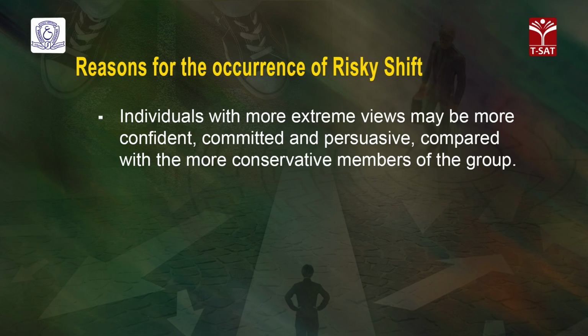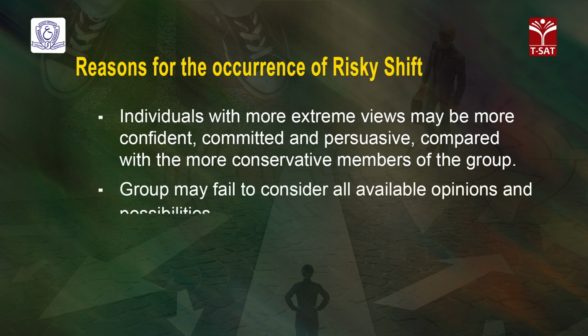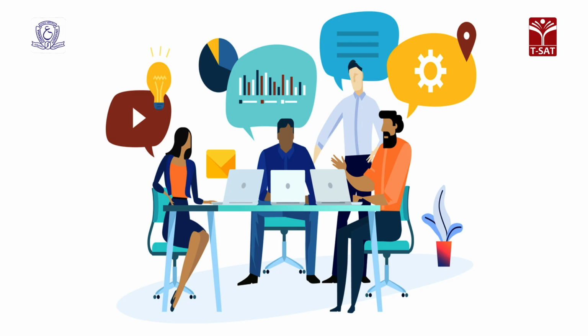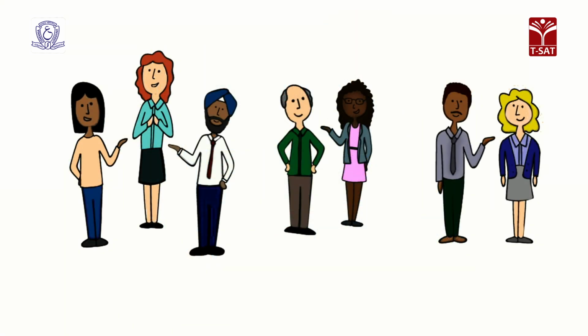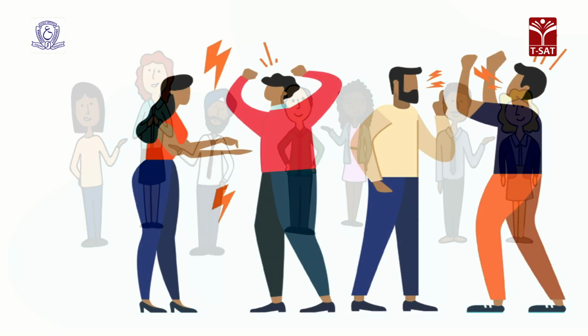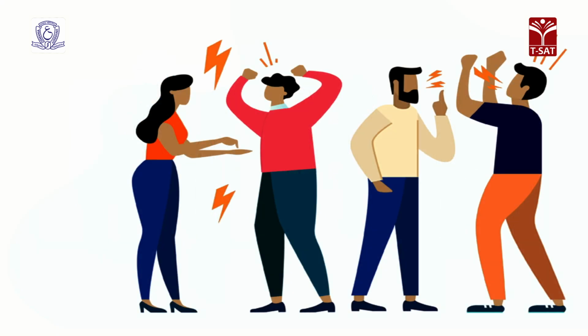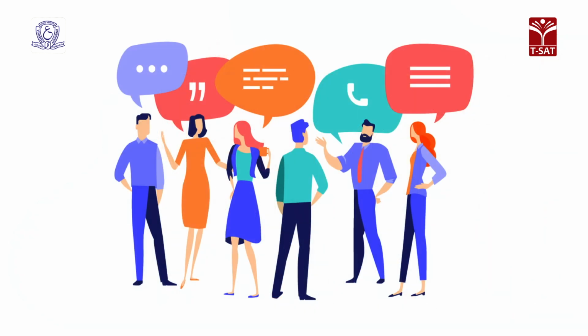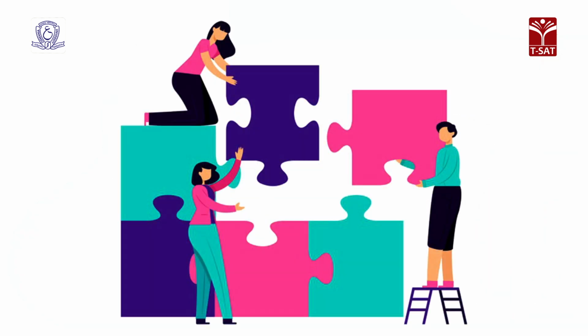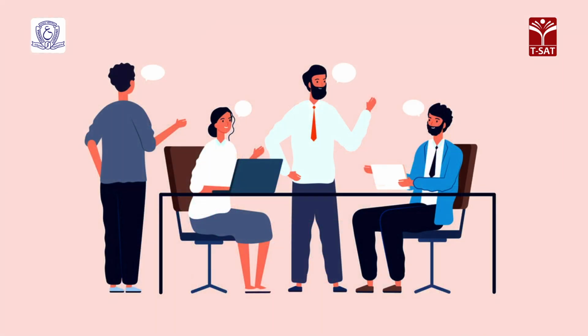Another reason for the occurrence of risky shift is that the group may fail to consider all available opinions and possibilities. That is, there may be a biased filtering and communicating of the views, facts and findings, because the motivation of an individual to promote his own opinion may filter out all the other opinions and attitudes. This insufficient exploration by the group may not analyze the costs and benefits of each choice, and this may lead to assumptions in which negative outcomes are overlooked.